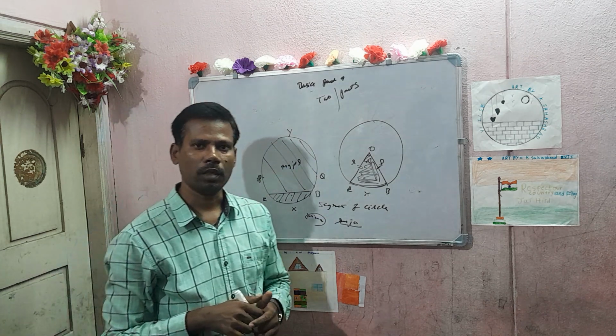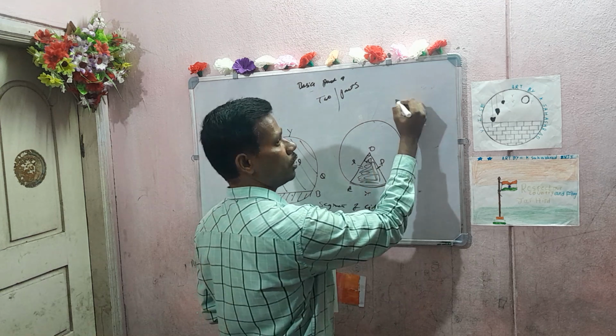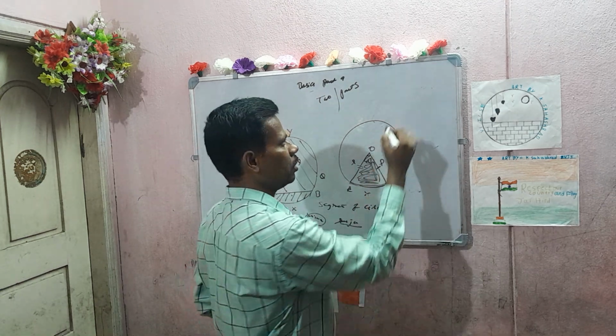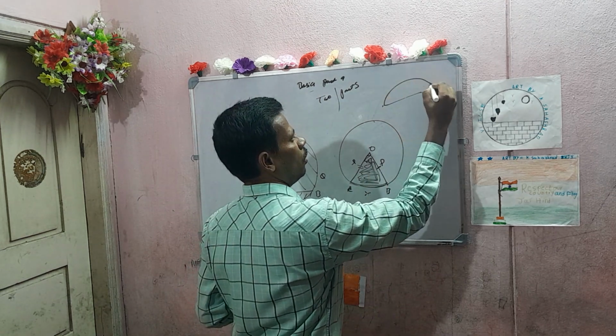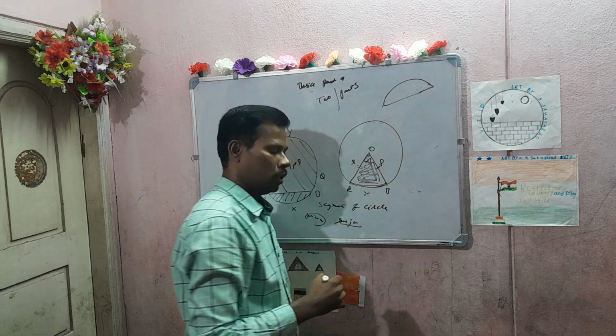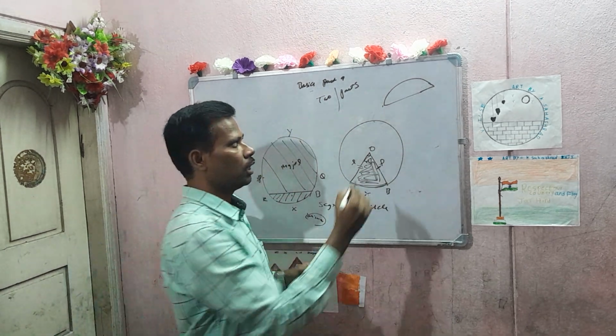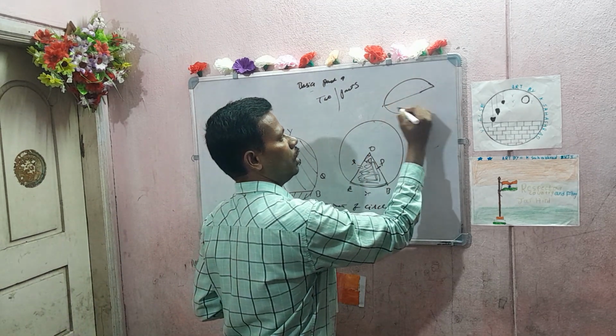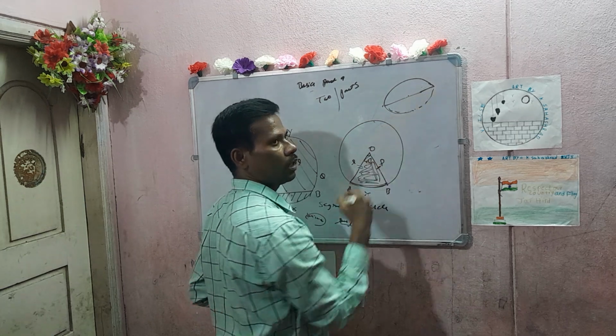Semicircle, you know very well. Semi means half. Instead of a full circle, it is a half circle.